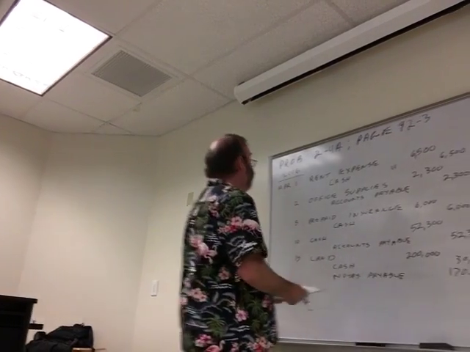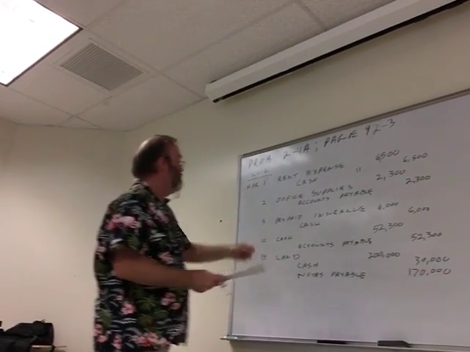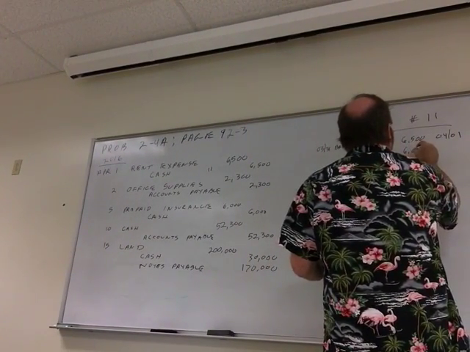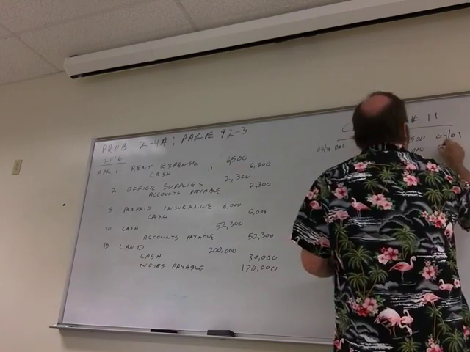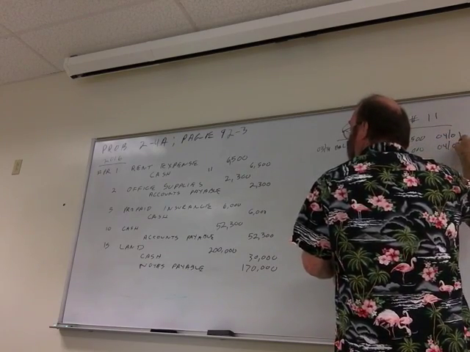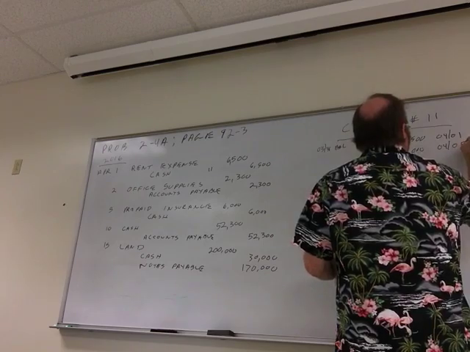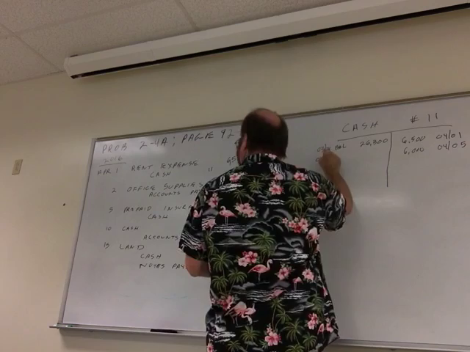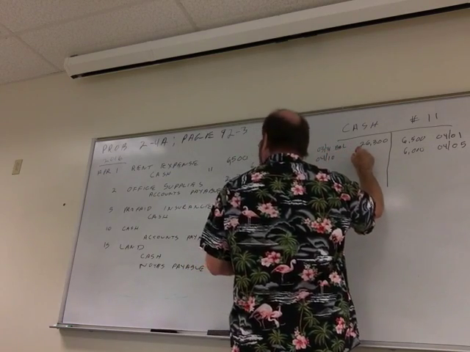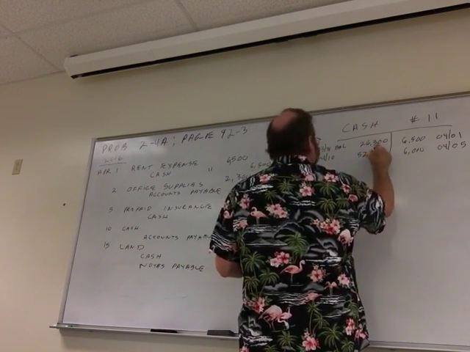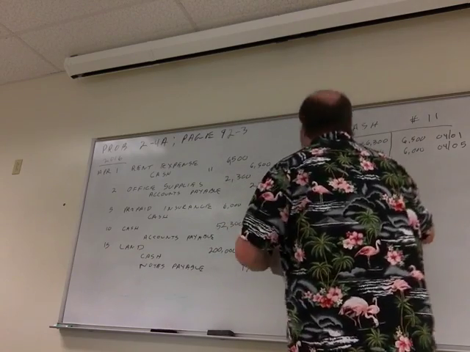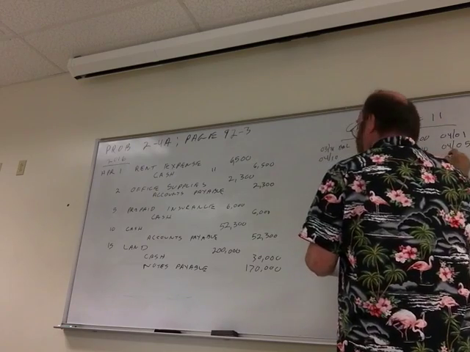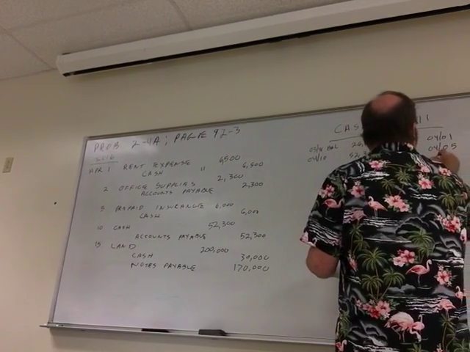So the second thing that affected cash was down here on the 5th, and we spent some more cash to buy an insurance policy. So there's $6,000, and that was 0405. And then we collected some cash, so 0410. We collected $52,300. And then lastly, we spent $30,000 on the 15th.